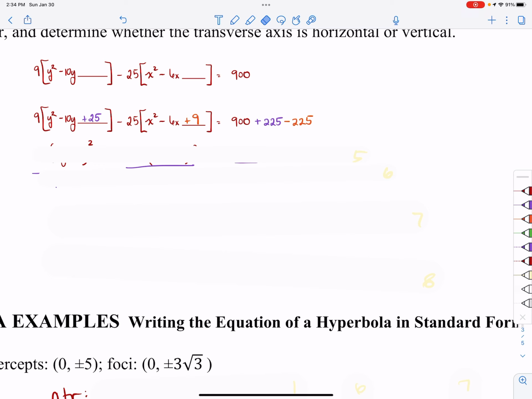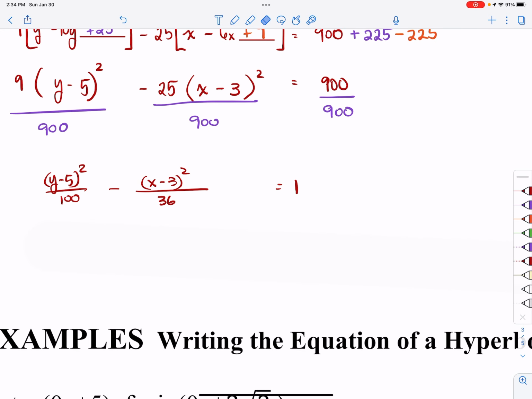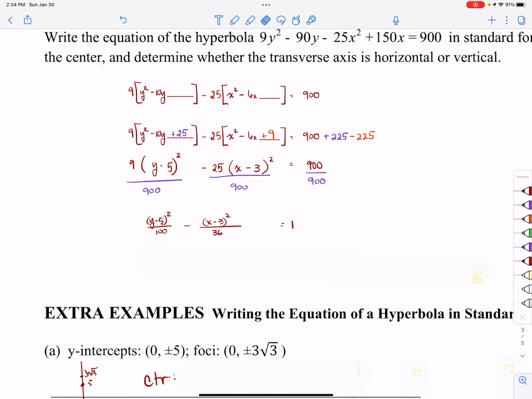So then we'll clean up. We'll combine our like terms on the right side and factor on the left side. So you've got your factoring, and then let's go ahead and divide all 3 terms by 900. We will reduce our fractions. And so here is the standard equation for what we were given.